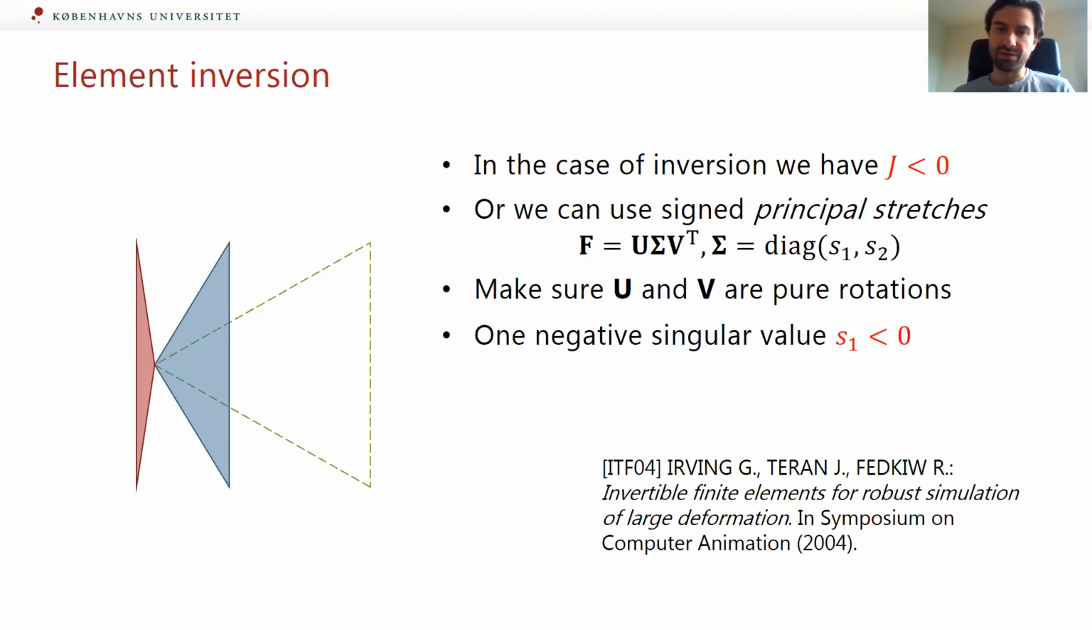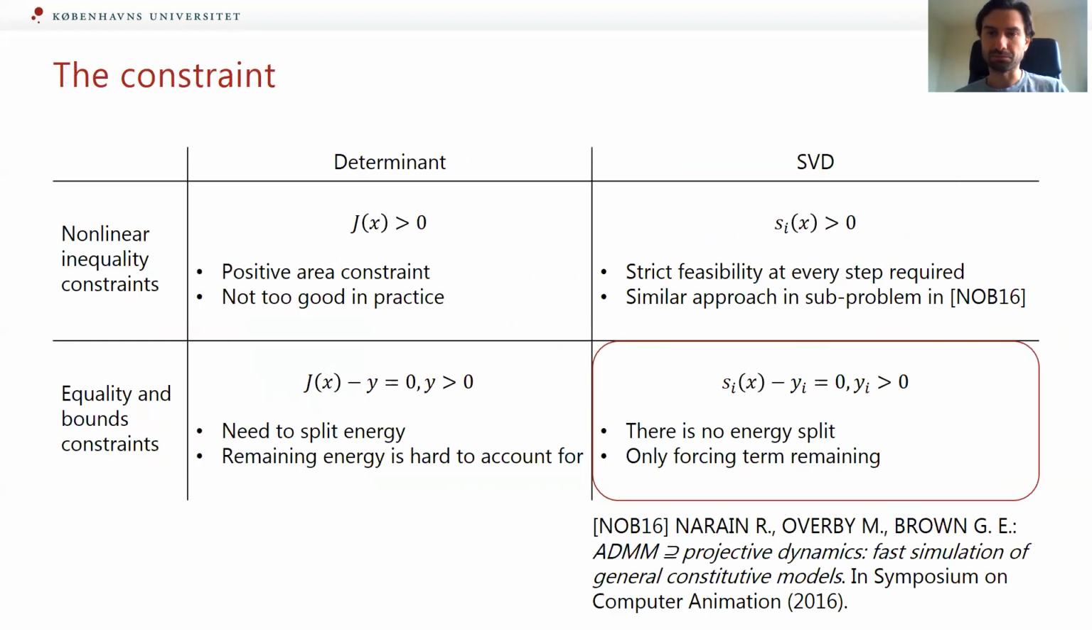Another way of identifying inversion is through principal stretches. These are the singular values of the matrix F. For our special case, we need to make sure that the orthogonal matrices U and V are pure rotations and not reflections. This is done using a technique introduced in graphics by Irving et al. Once this is taken care of, we can identify an inverted element by having one negative singular value. Thus, we identify two ways of constraining the problem: through the determinants J or through the principal stretches S.